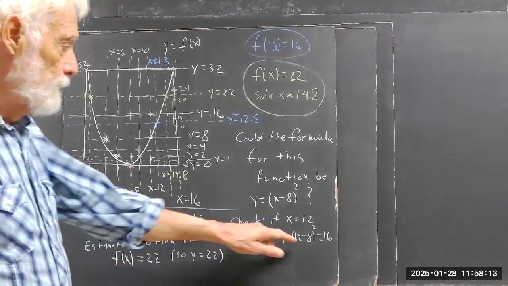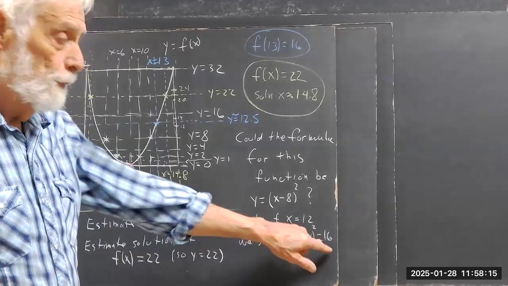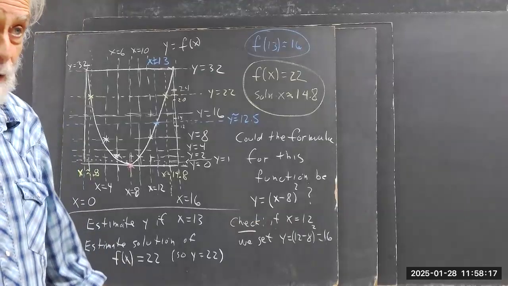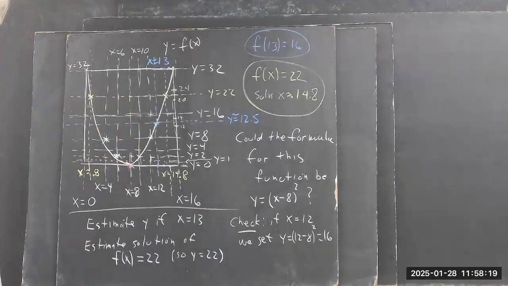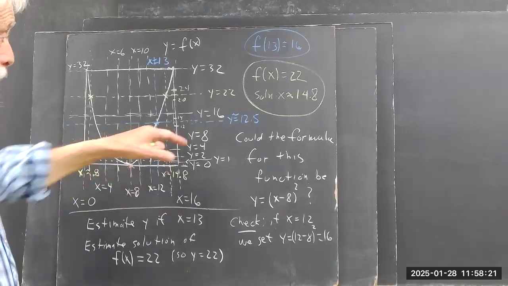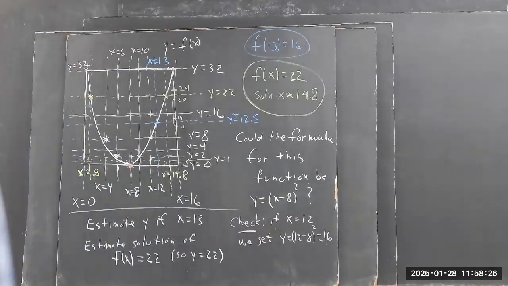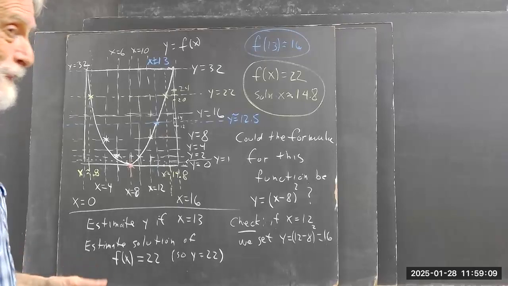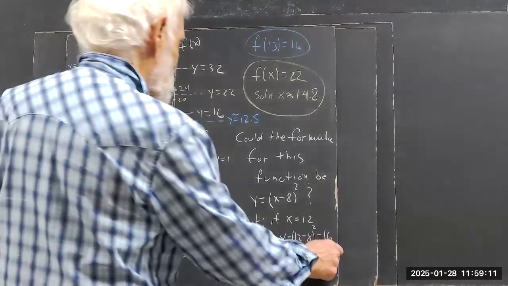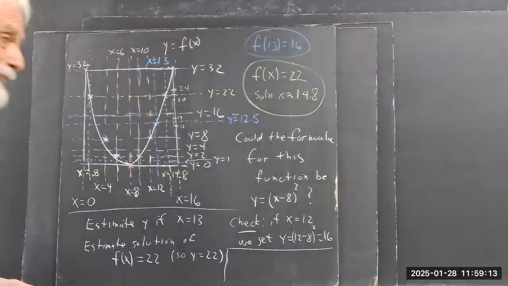If x is 12, then y is 12 minus 8 squared, which is 4 squared, which is 16. But that doesn't match the graph, does it? Now, how does 16 compare to 8? Well, it's bigger, but what could you say that's more specific? Okay, well, somebody cheated and said the whole thing. Oh, that's good. I love that.